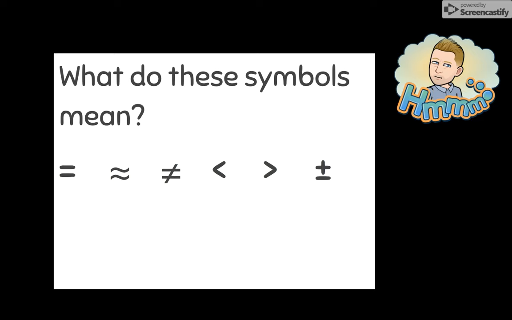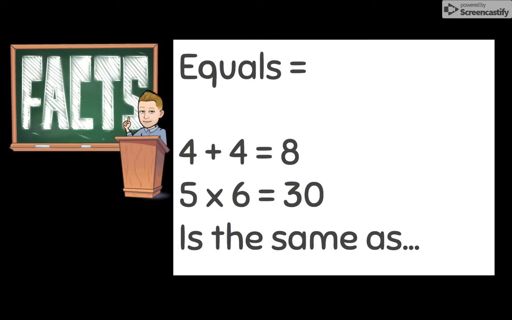Alright, let's learn. The first symbol is the equal symbol, and it tells us what something equates to. So 4 plus 4 is the same as 8. When we see the equal symbol, our brain should think "is the same as". 5 groups of 6 is the same as 30. And we've all seen that symbol before, right?